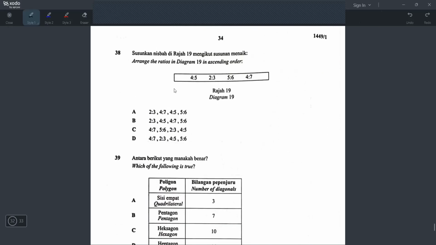Let's go. 38. Arrange the ratios in diagram 19 in ascending order. Means from small to big, right? Smallest to biggest. So what is the smallest here? 4:5, 2:3, 5:6, 4:7. This is very clear to me. This is the first one, right? So C and D are out already.